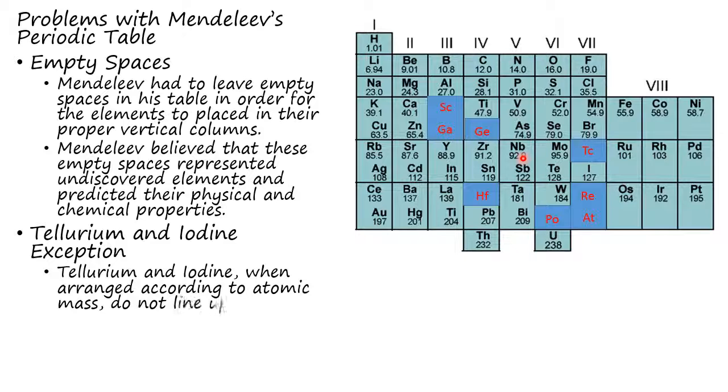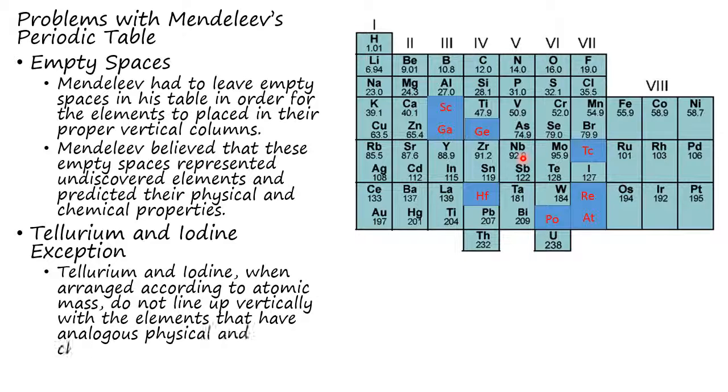There was also the tellurium and iodine exception. Tellurium and iodine, when arranged according to their atomic mass, do not line up vertically with the elements that have analogous physical and chemical properties. So if you look at tellurium, tellurium's atomic mass is actually greater than iodine's. Tellurium has an atomic mass of 128, iodine has a mass of 127. Yet iodine reacts similarly to fluorine, chlorine, bromine, and iodine. And tellurium reacted similarly to oxygen, sulfur, selenium, these elements.